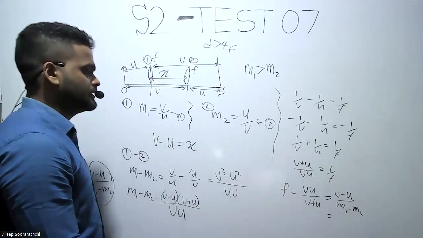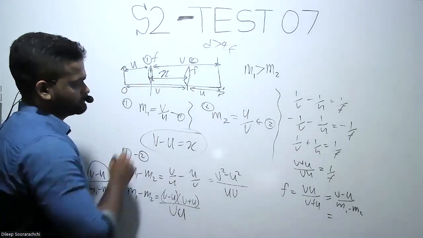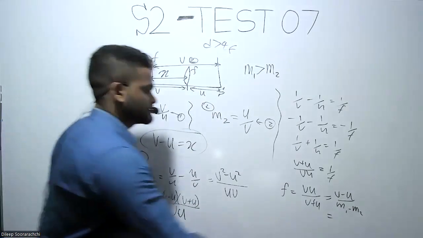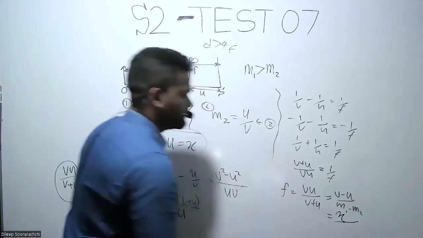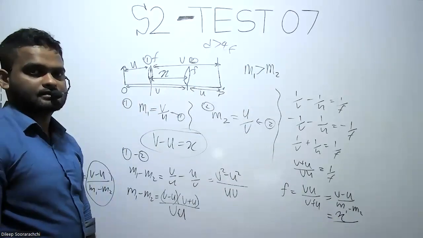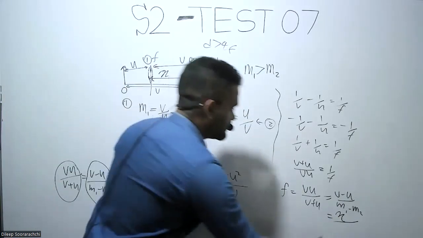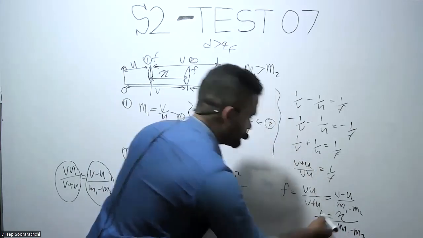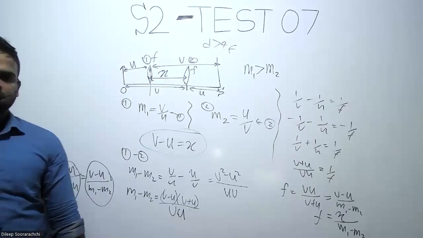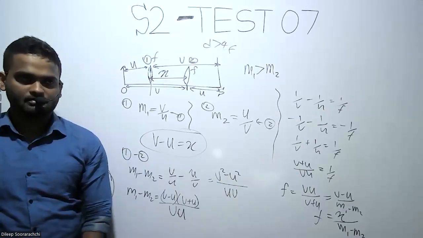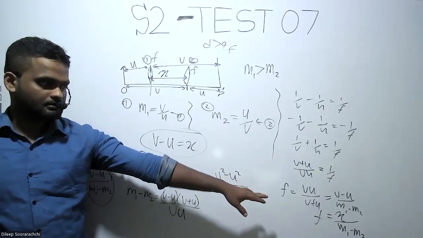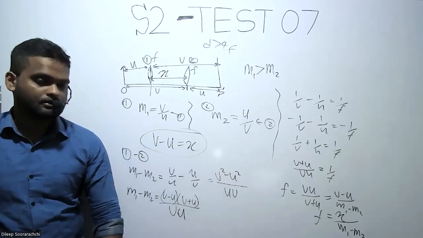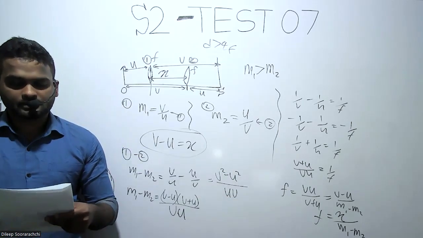Right. So what is v minus u? v minus u is x. So it is x divided by m1 minus m2. Okay, now we found the focal length: x divided by m1 minus m2. That is the focal length of the lens.